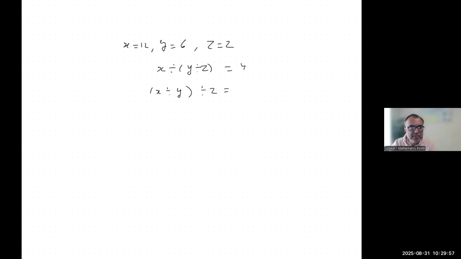So what we're doing here, this is 1. So 12 divided by 6 divided by 2. BODMAS tells me to solve this first. So 12 divided by 6 is 2, and 2 divided by 2 is 1. Cool. I hope this is clear. Easy peasy, right? I know this is not a challenge.